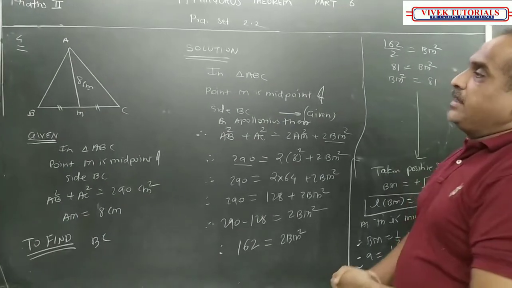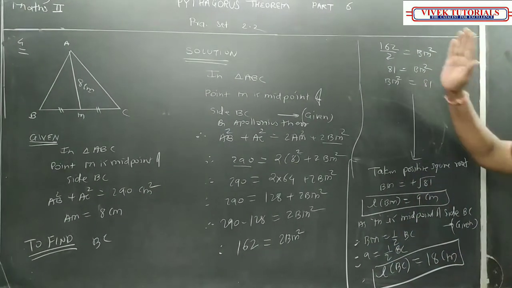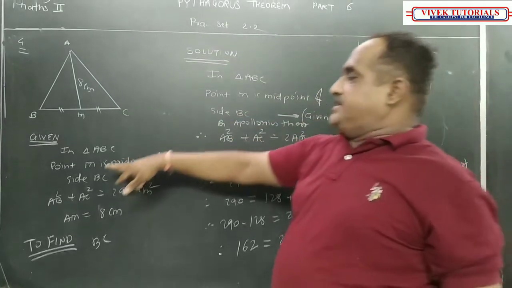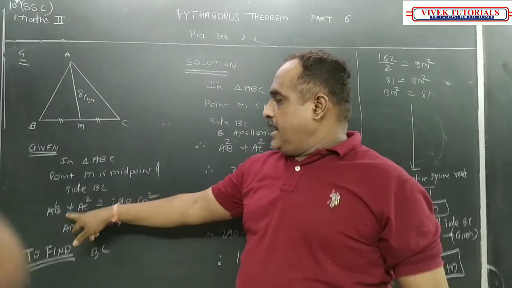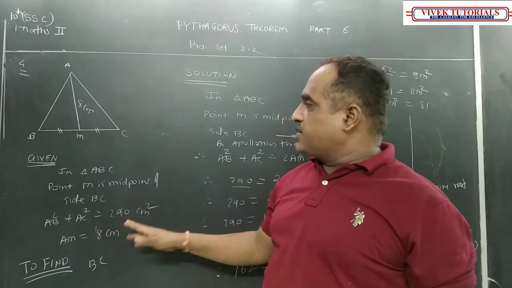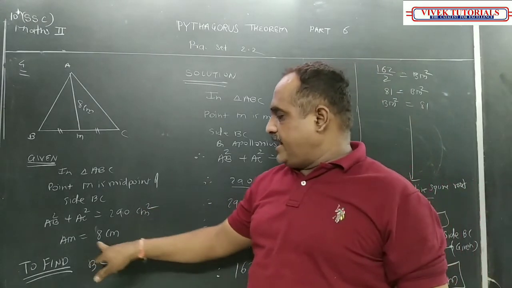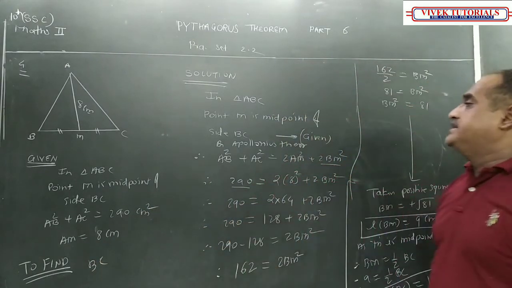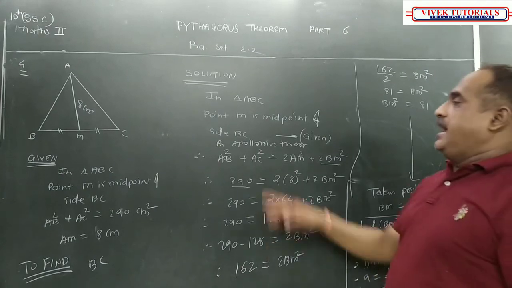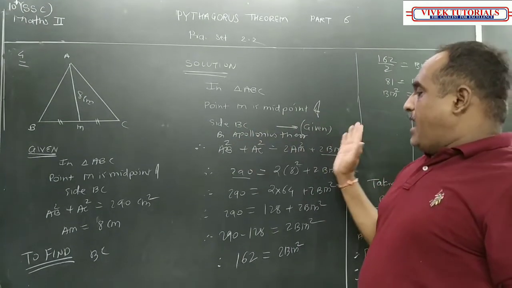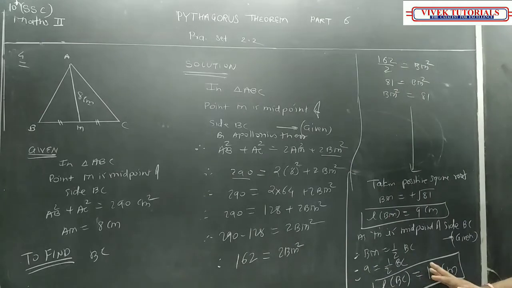Once again, so in triangle ABC, M is the midpoint of side BC. AB square plus AC square is 290 centimeter square. AM is equal to 8. They have asked for BC. So in triangle ABC, M is the midpoint of side BC. By Apollonius theorem, we are going to do it. It is a very simple question.